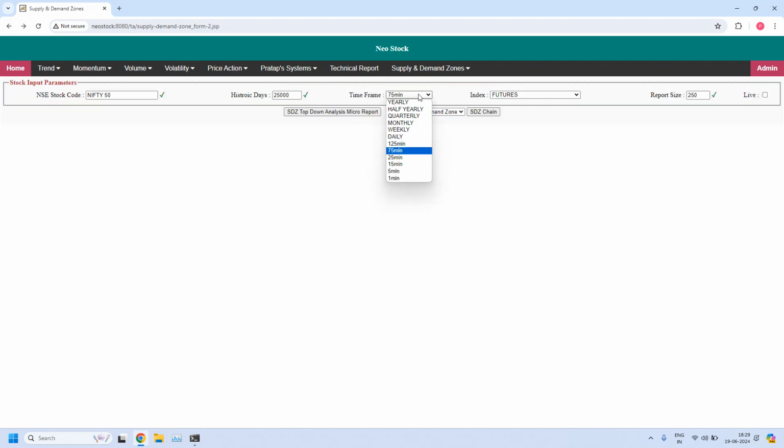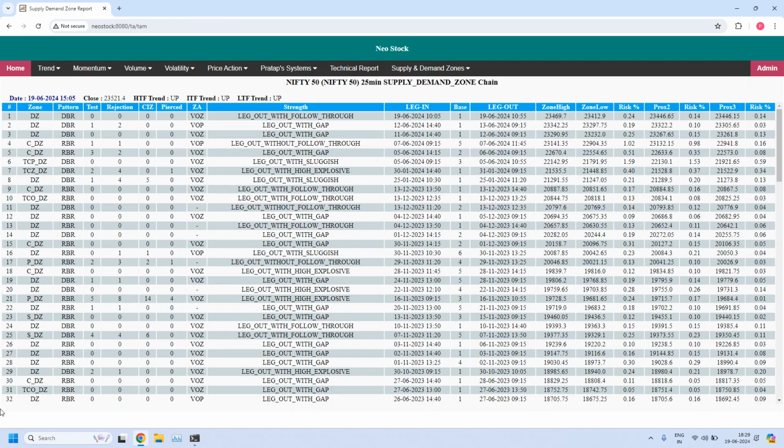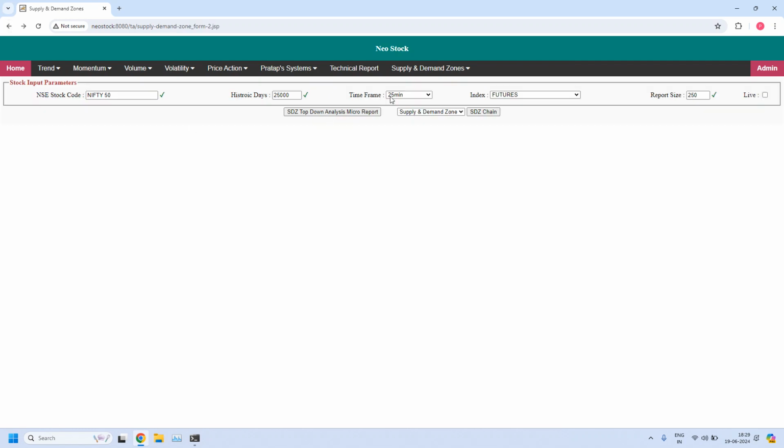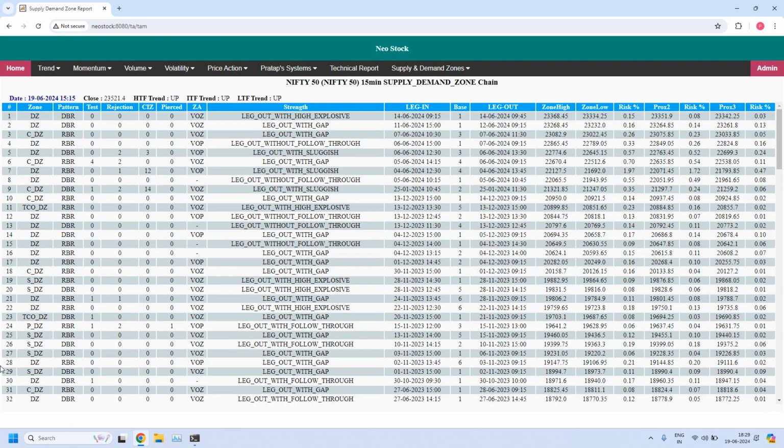Going back, changing the time frame to 25 minutes, generating the 25 minute supply demand zone chain. Today a 25 minutes zone is created, but it is not a high liquidity zone. So let me go back, generating the supply demand zone chain for Nifty on the 15 minutes time frame. So this is the 15 minutes chain.